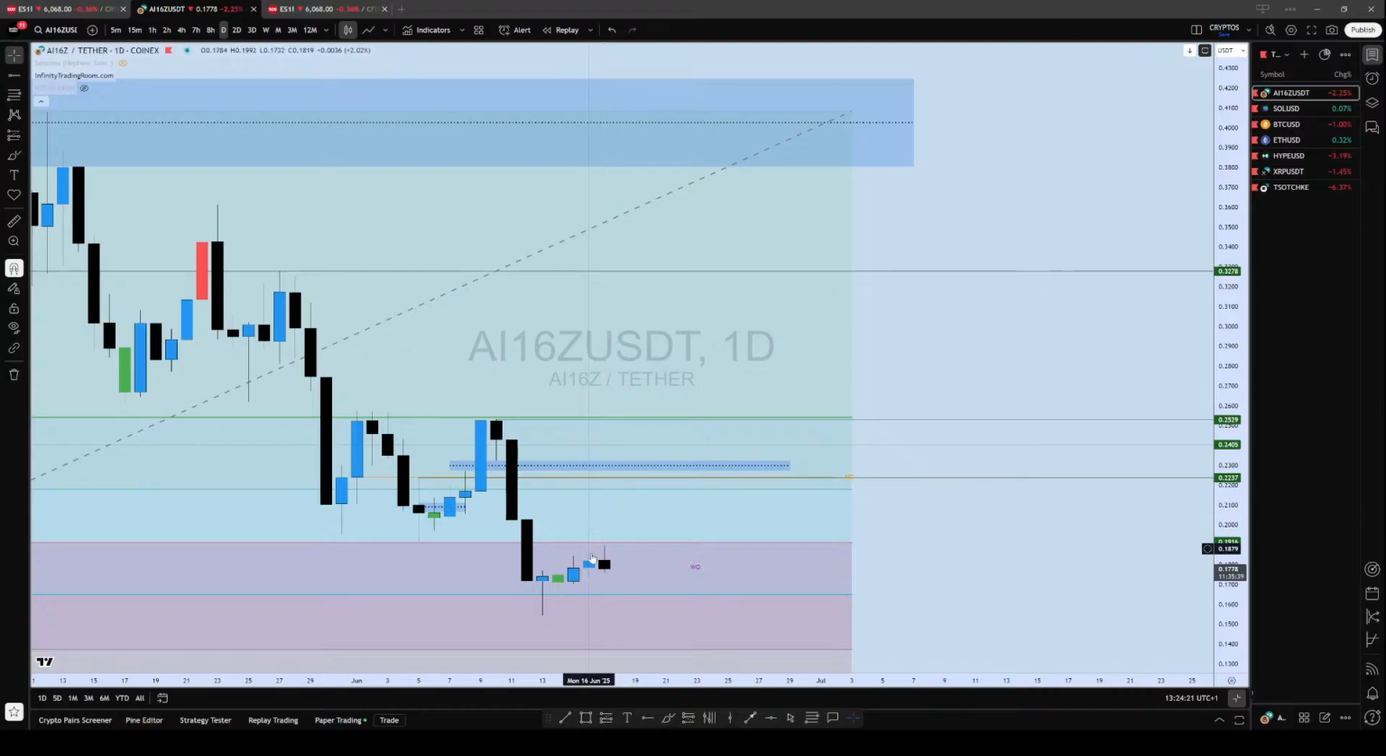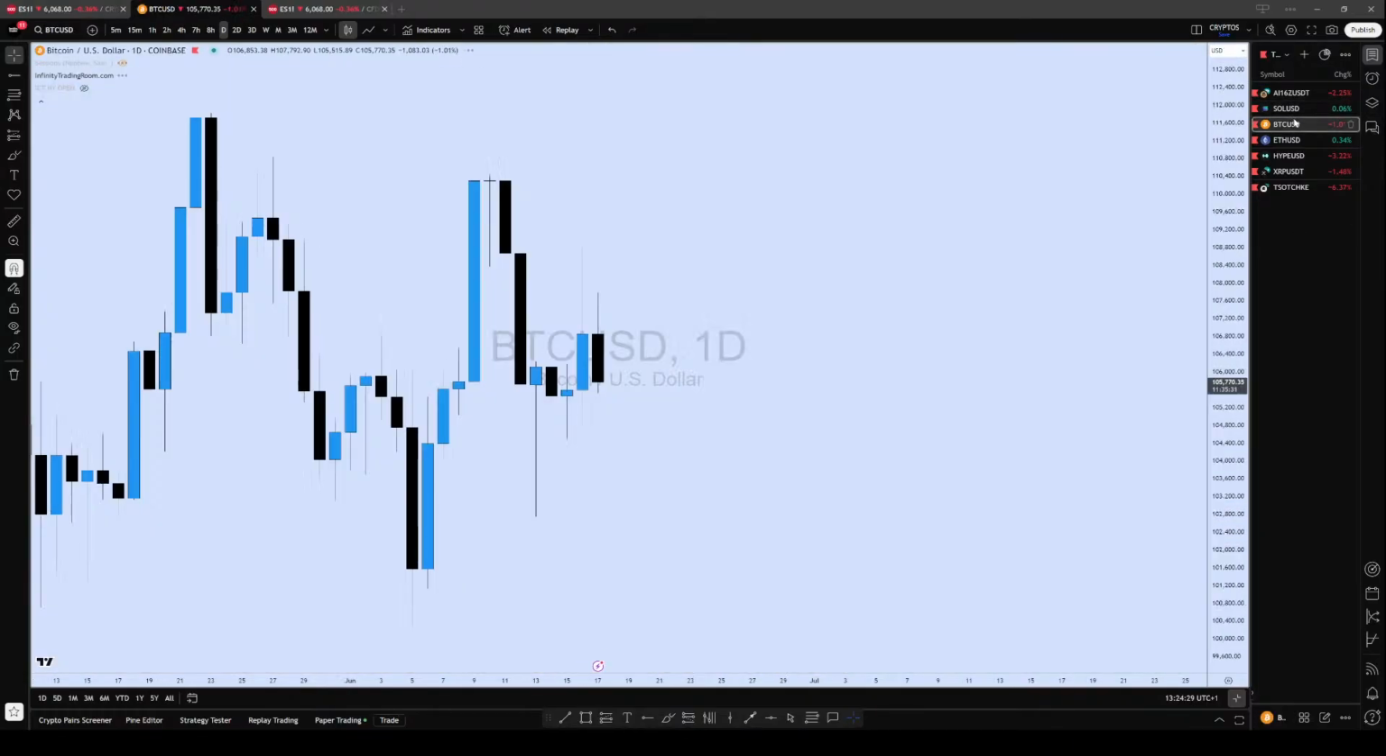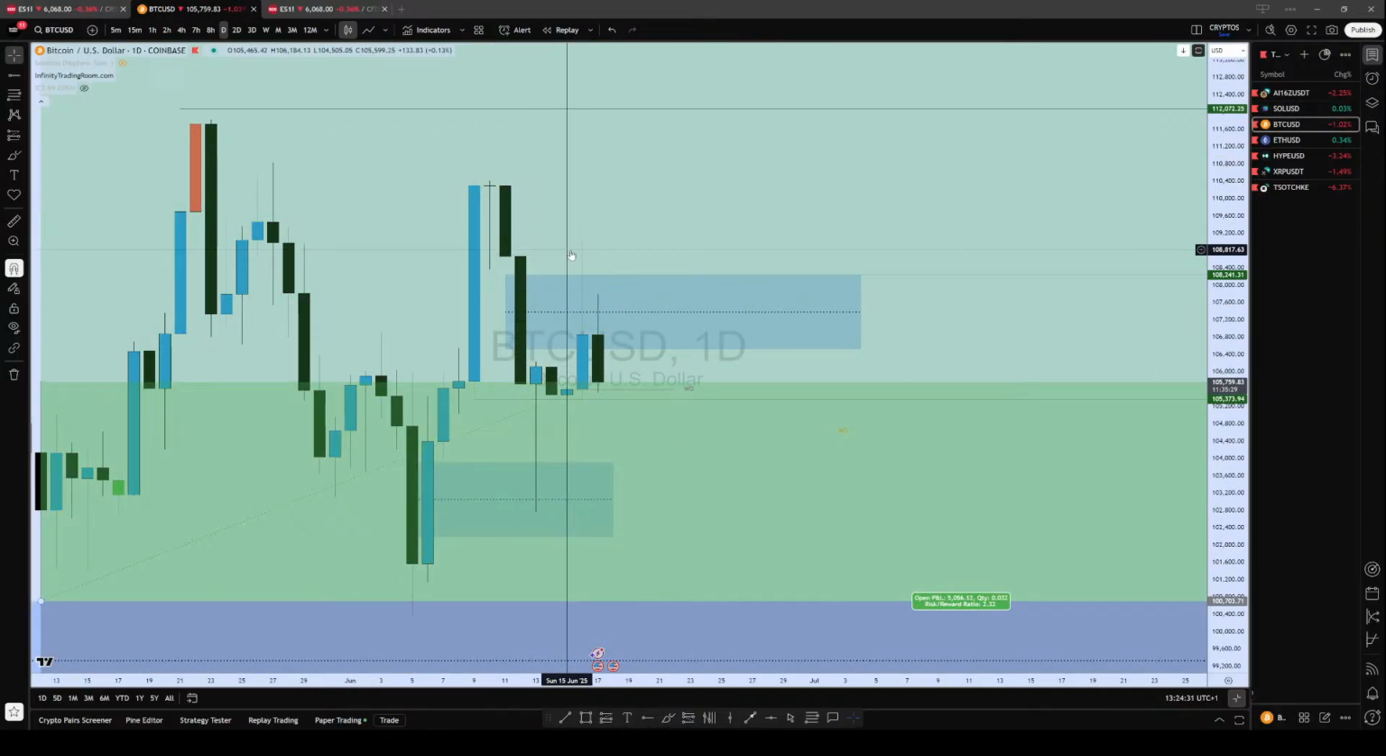AI16, I think yesterday we couldn't even sustain the closure above this high. So we are back to square one. Let's start with the Bitcoin market because it's all going to reflect ripple effect on the other cryptos. Bitcoin failed to close above that imbalance. Okay, so now that's not good news. We definitely want them to close above it before we resume going up.